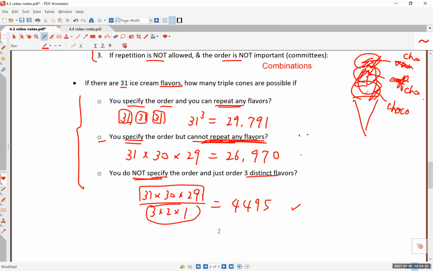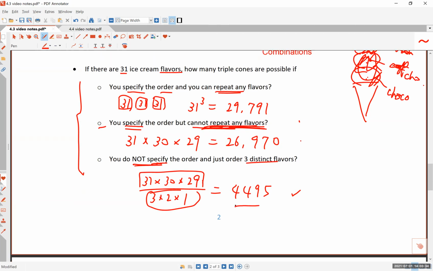Notice here, this is much, much smaller than that for permutations. And that's just a fact about combinations. Because the order is irrelevant, the number of possible combinations will be drastically lower than the number of permutations, right? Poor customer, they only have 4,495 choices. How can you live with such few choices?